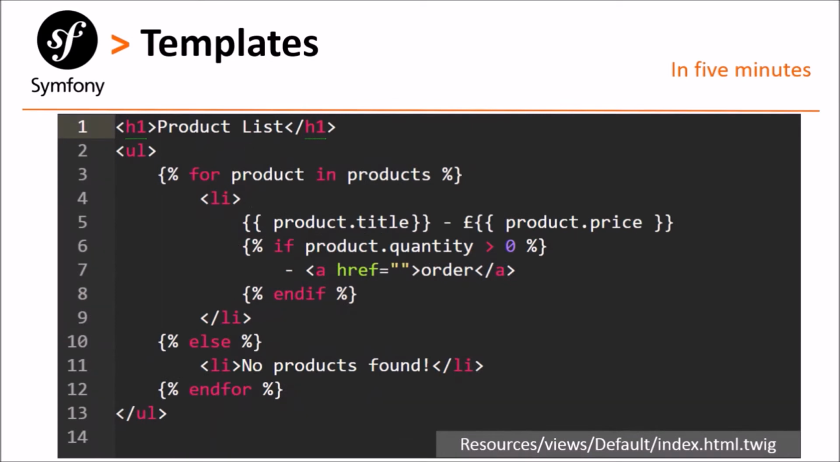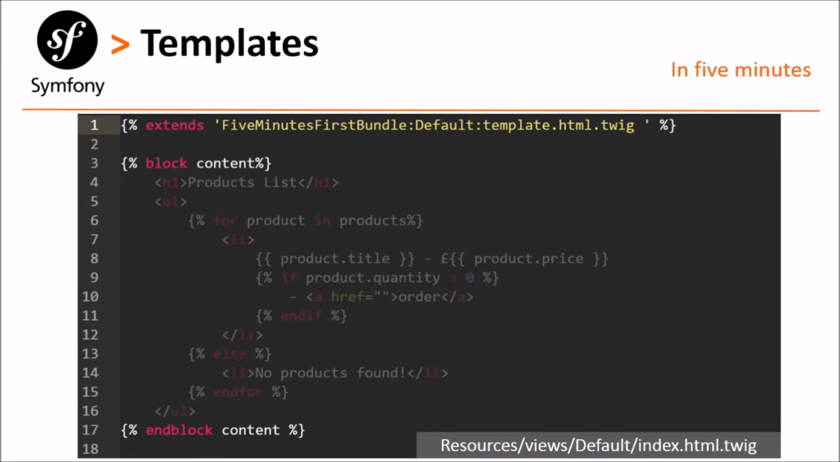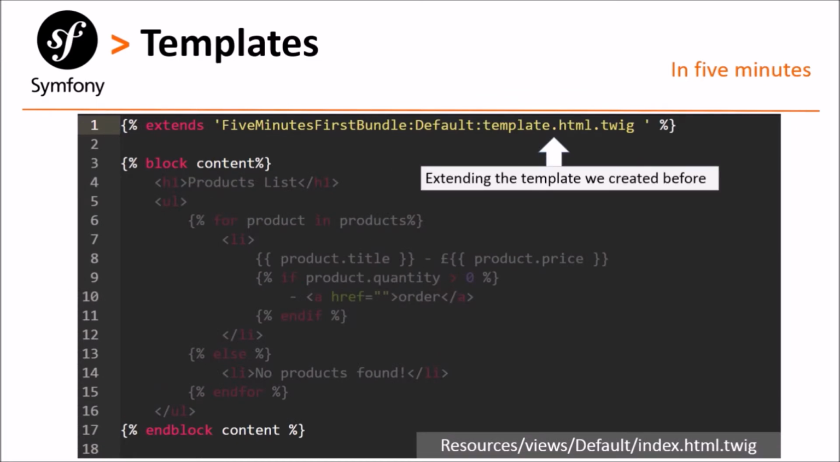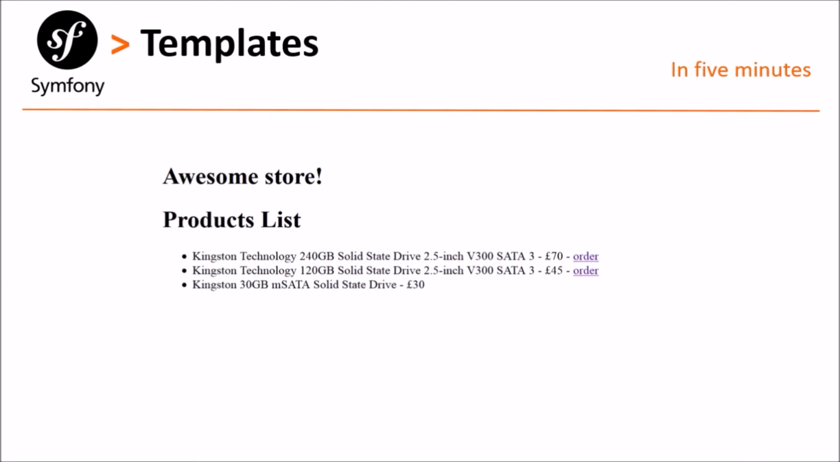So let's see how the view we created before can be changed to make use of the newly created template. First, we start by extending the template. Then we override the content block. In this case, we simply put our existing code inside this block. This is the rendered HTML of our template. Not much has changed, but we can see that now we have the header.